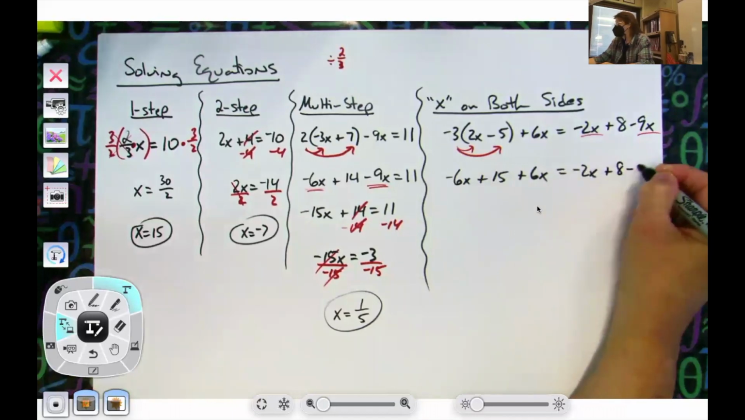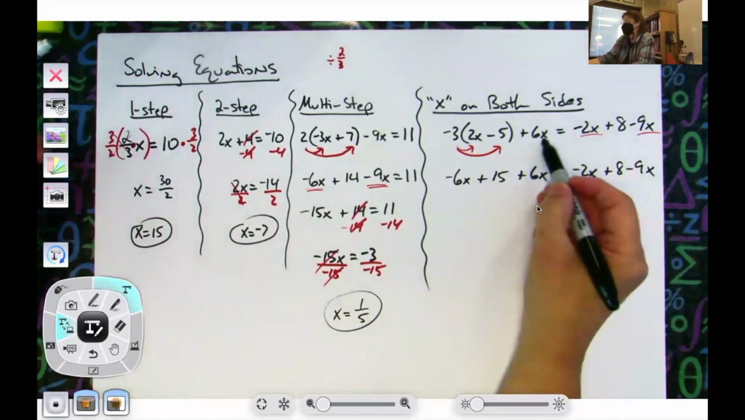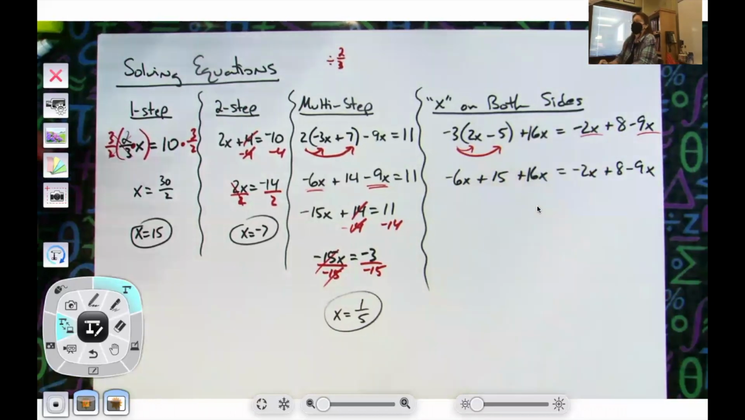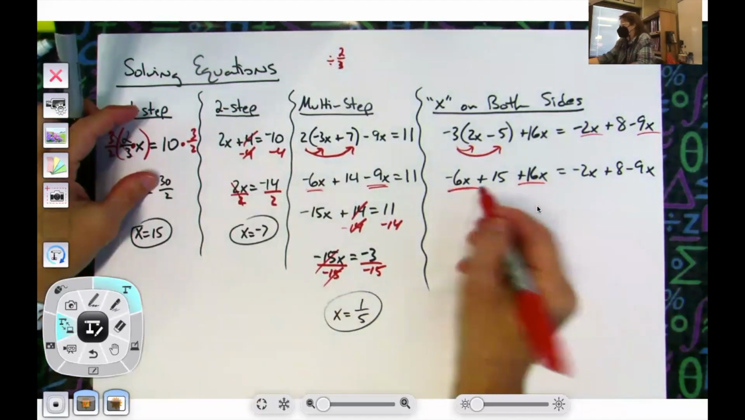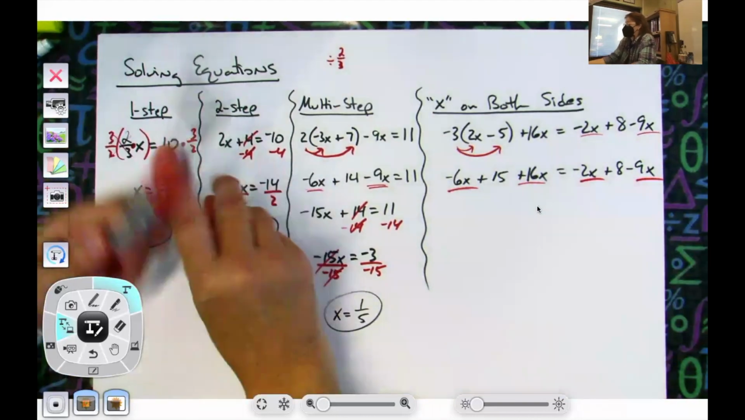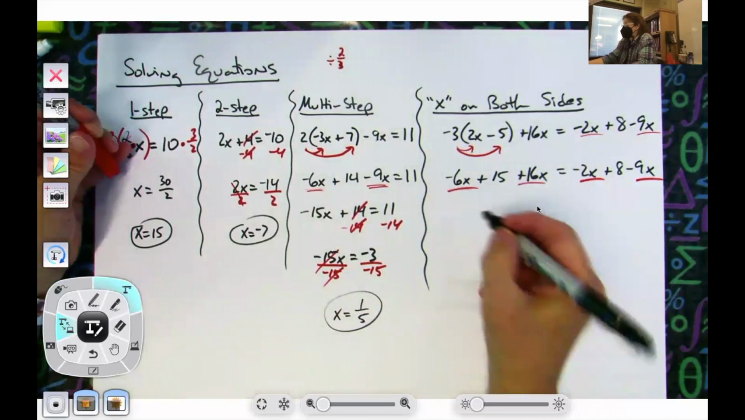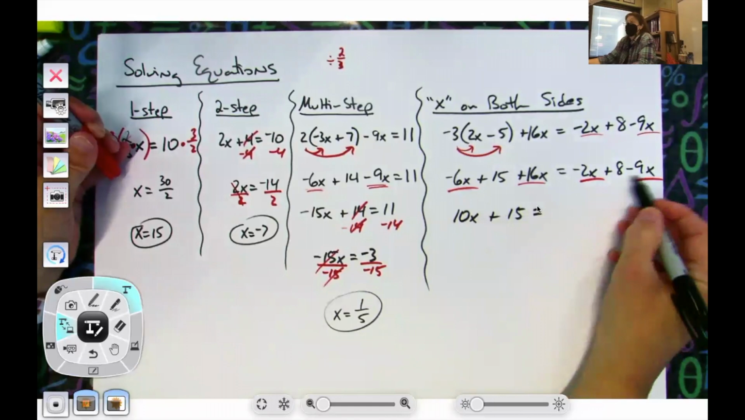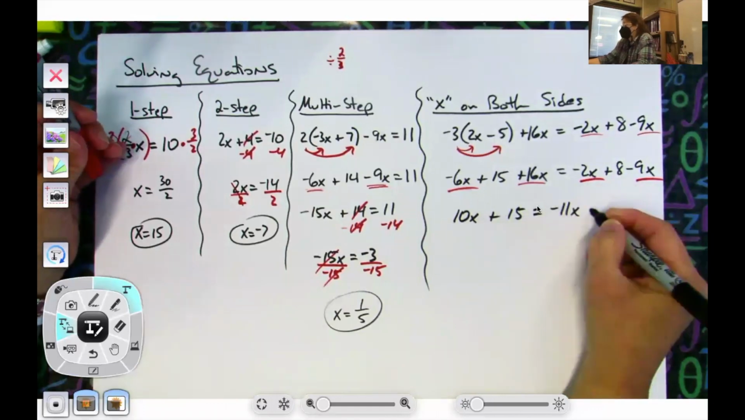Plus 8 minus 9x. I did not put them together on the right-hand side. Right here, let's change this to a 16 because I don't want that term to fall out. Now let's put some like terms together since I didn't add the like terms on the right-hand side. Negative 6 and 16, what's that going to be? 10? 10x plus 15 on the left. Negative 2 and a negative 9, negative 11x plus an 8.